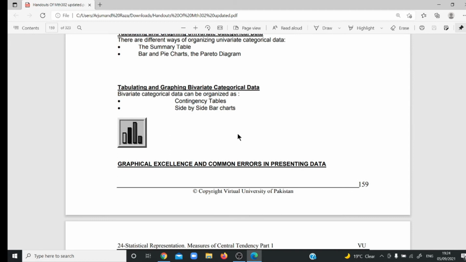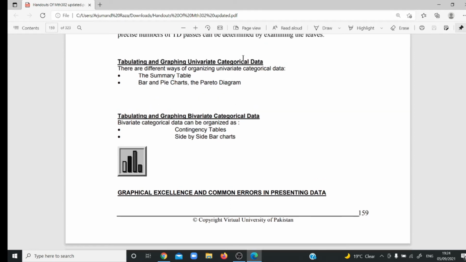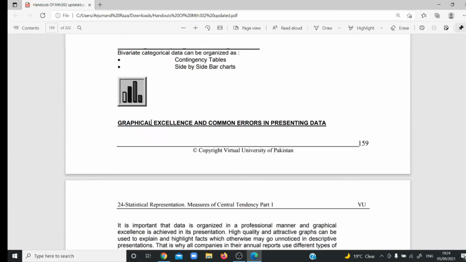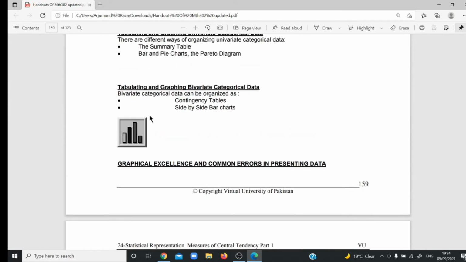For the summary, there are two different ways of organizing: univariate categorical data and bivariate categorical data. You will learn these words: uni means one and bi means two. When you have a single type of data, as we have learned before, you will organize your data in a summary table, a bar chart, a pie chart, or a Pareto diagram. A Pareto diagram is bars and lines together.